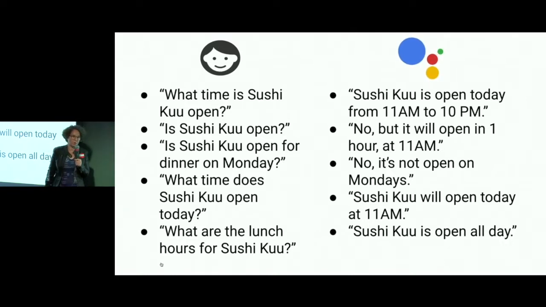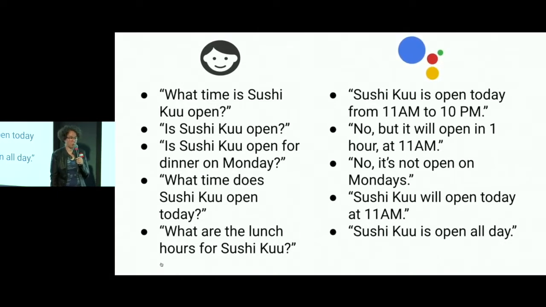Because the worst thing to do would have been like, what time is Sushi Ku open? "Well, on Fridays it's open from 5 to 10 p.m., and on Saturdays it's open from 11 a.m. to 12 p.m." I mean, that would just be horrible. So he had to do a lot of work up front. Because, of course, this is going to impact the structure, the code. You have to do this at the beginning. You can't just throw it in at the end.